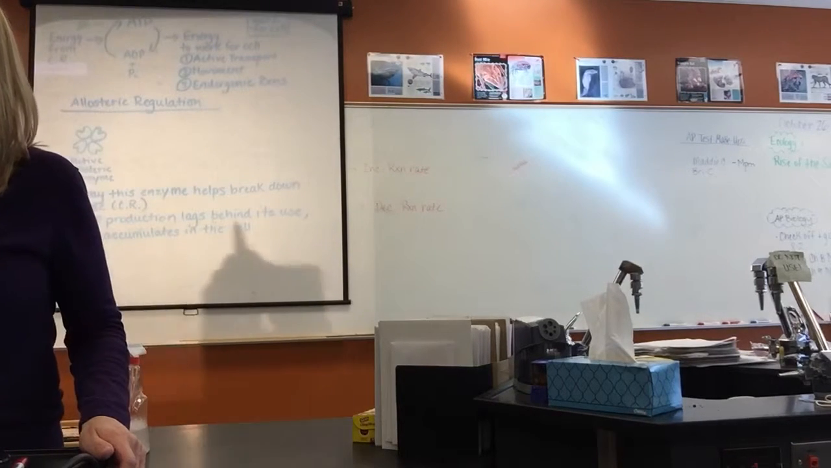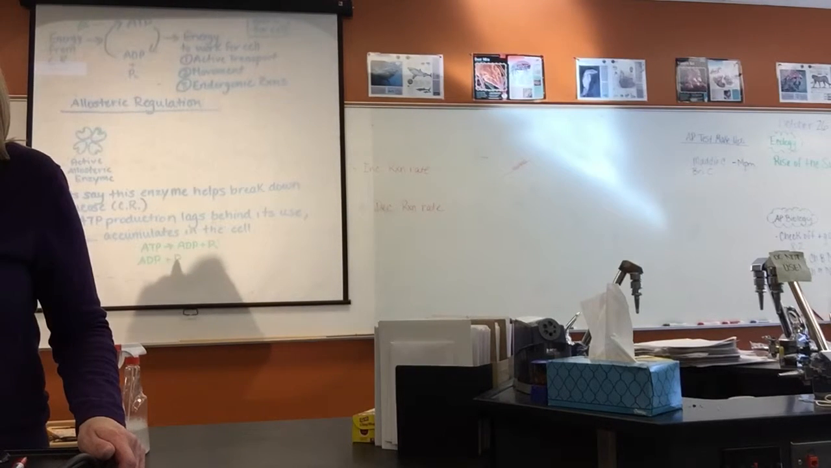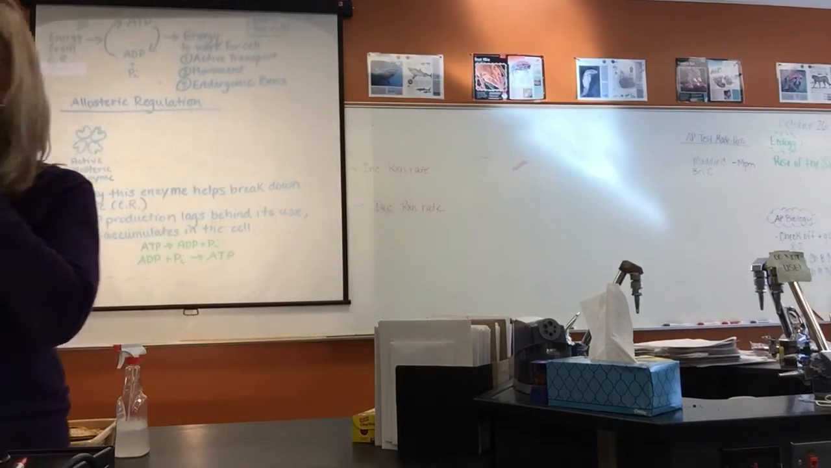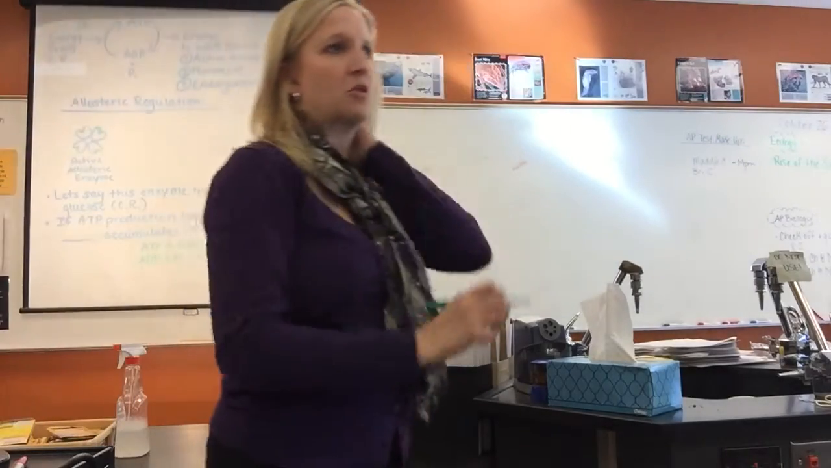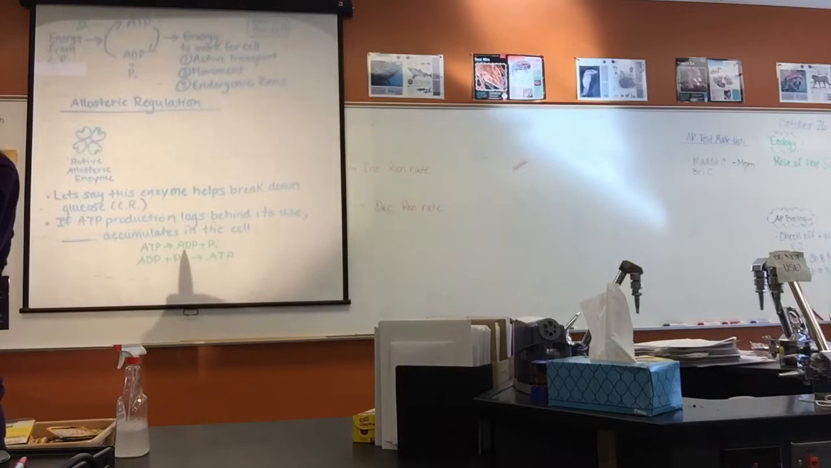If this is the case, if it lags behind its use, we have 2 reactions, breaking down ATP into ADP and a phosphate, and then we have putting it back together. Which one's occurring more, according to this? If ATP production lags behind its use, which one's occurring more, Shane? All right, ATP to ADP plus a phosphate, all right? That's right. So the production, this is the production right here, ADP and a phosphate. That lags behind its use, so this is occurring more and this is occurring less.